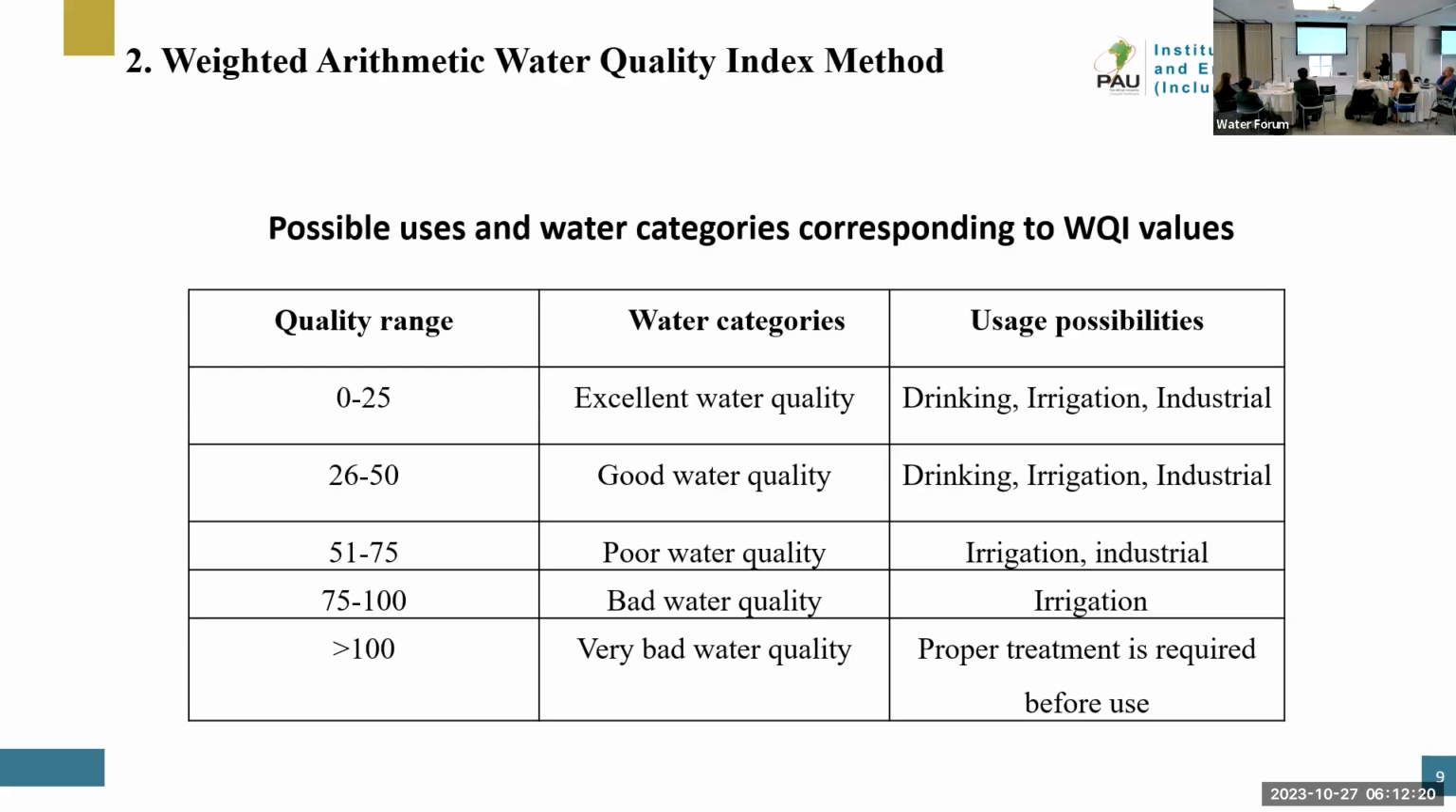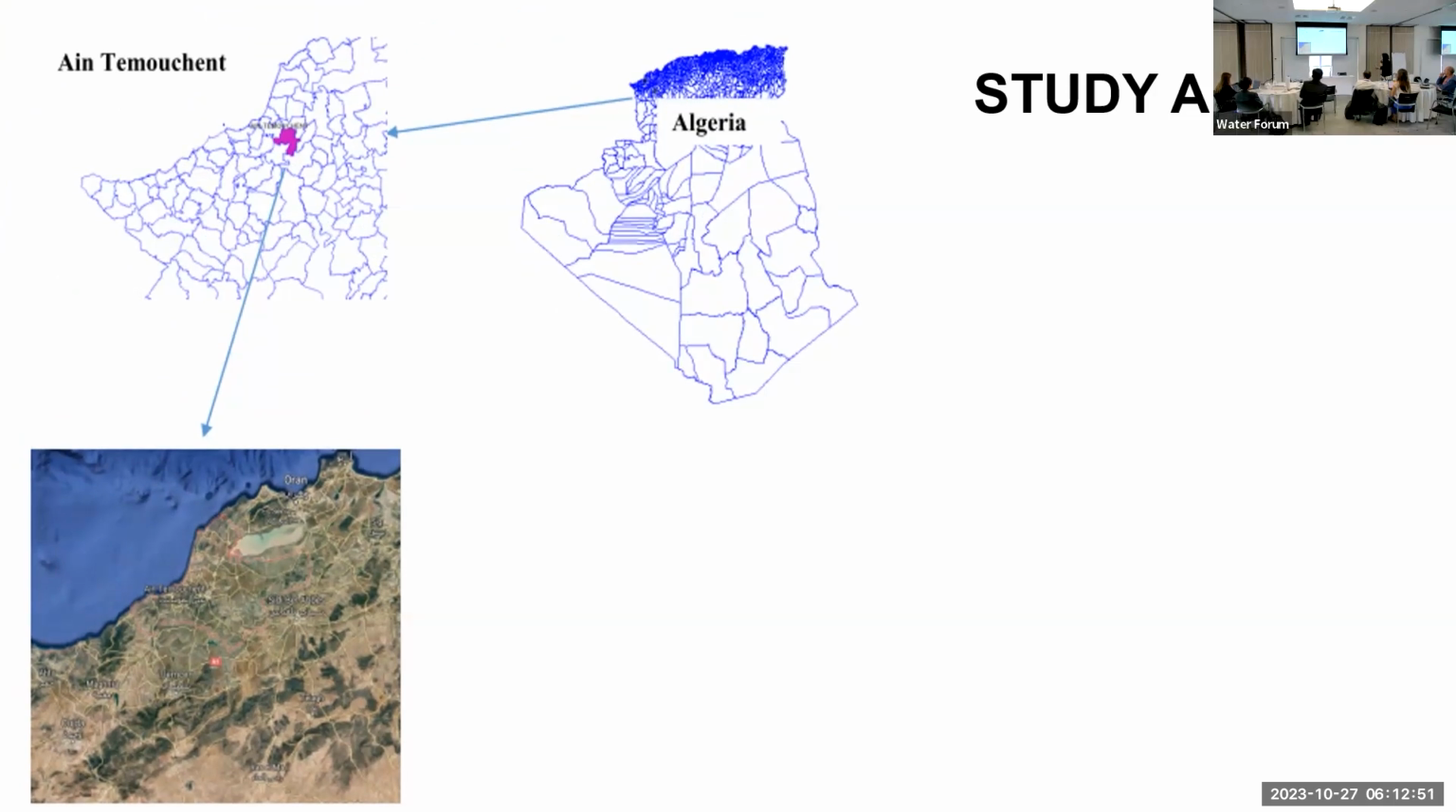And the second one is the weighted arithmetic water quality index also. We have also 5 classes or ranges, and we have to calculate in order to see if this water we can use it, for example, for drinking, for irrigation, or for industrial purposes. I didn't know. Maybe I removed the slide related to the equations. Yes.